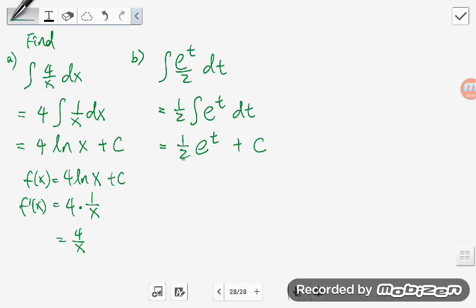But just to make sure that we are right, f(t) is equal to half of e^t plus c. If I find the derivative of that, I'll get half, and if I differentiate e^t, I'll get e^t. When I differentiate the constant, it'll be 0. So I'll get half of e^t, which is what I have over here.